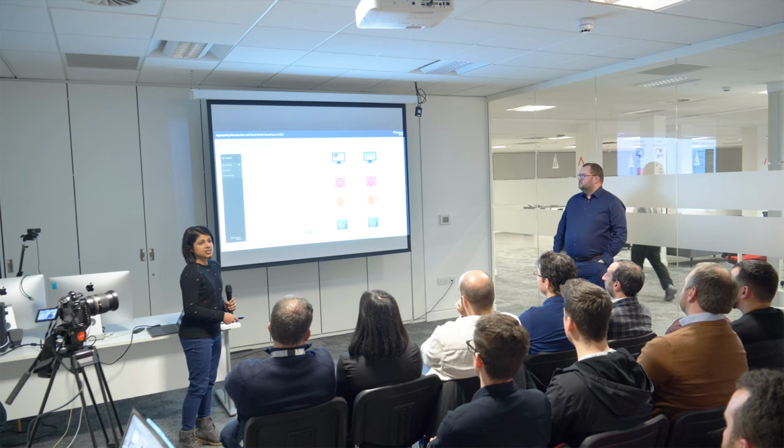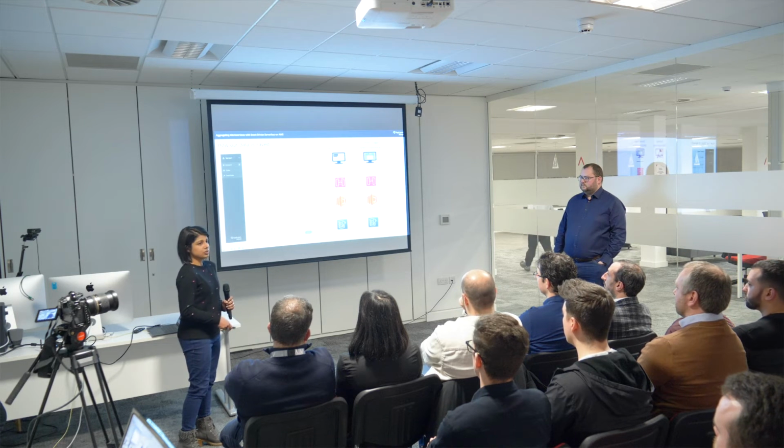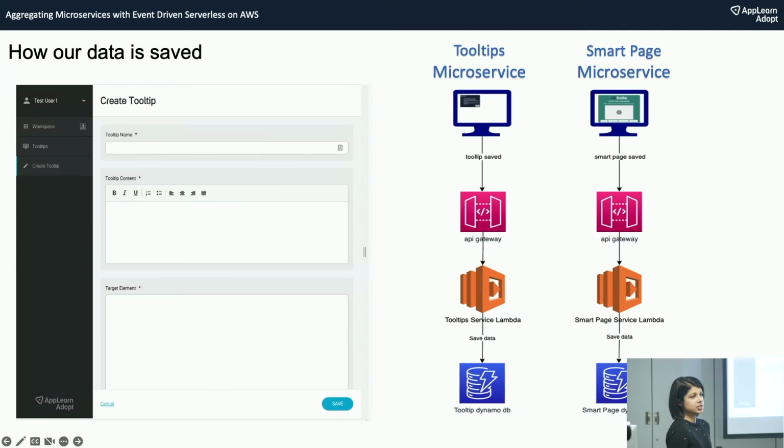So on the left, you'll see a screenshot of our admin tool that saves tooltips. We've got a similar one for smart pages. And when you click save, a request is sent off to its respective microservice, one for tooltips and one for smart pages. And as you can see, they don't know anything about each other. They're completely isolated. And so what's happening here is the request goes through, it hits our API gateway, which is integrated to our Lambda, which takes the request data and creates the save request to our DynamoDB.